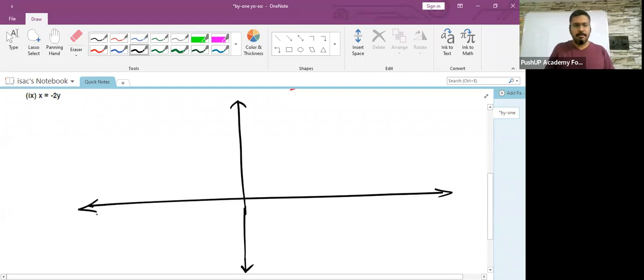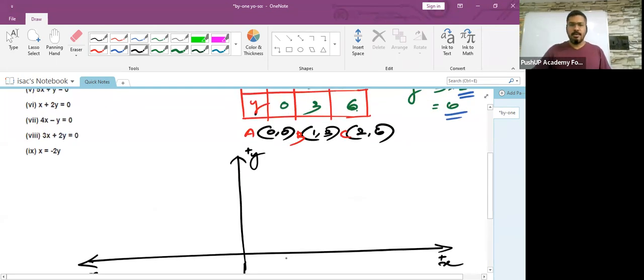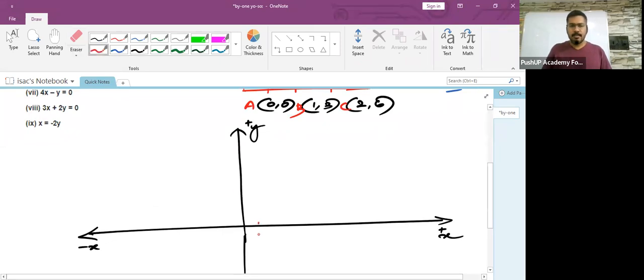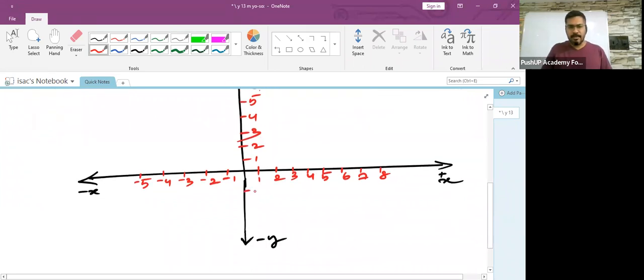So this is your XY plane. X-axis, Y-axis. Okay, this is your positive x, this is your negative x. This is your positive y, this is your negative y. Now let's plot the points here. 1, 2, 3, 4, 5, and so on. -1, -2, -3, -4, -5, and so on. Here comes 1, 2, 3, 4, 5, 6, and so on. And here -1, -2, -3, and so on.